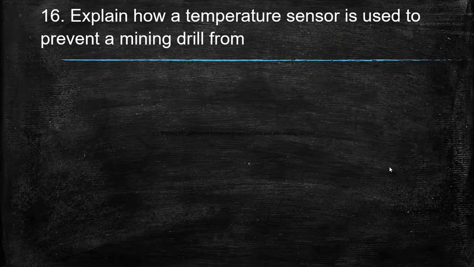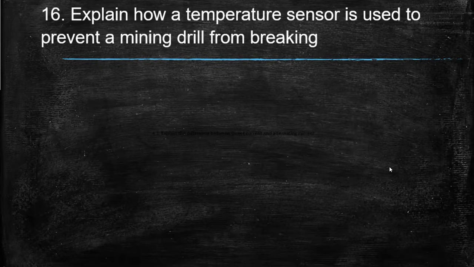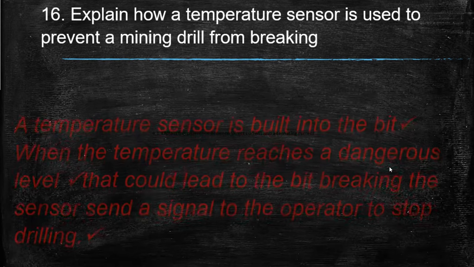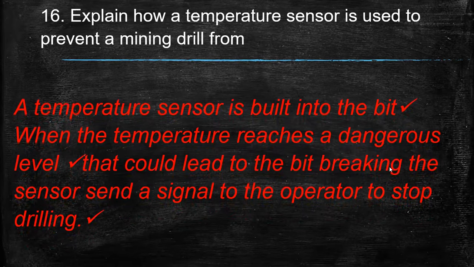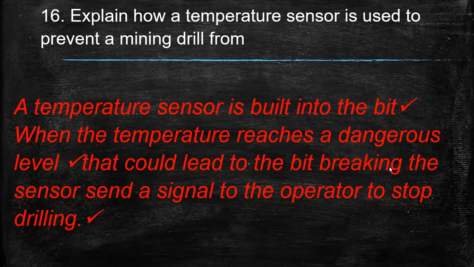Explain how a temperature sensor is used to prevent a mining drill from breaking. A temperature sensor is built into the bit when the temperature reaches a dangerous level that could lead to the bit breaking. The sensor sends a signal to the operator to stop drilling.